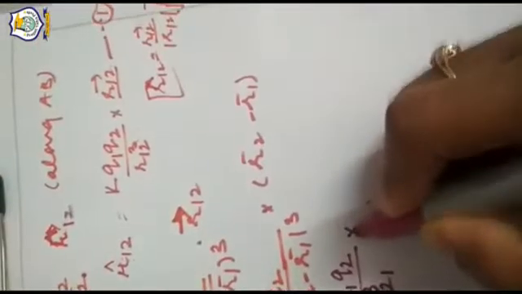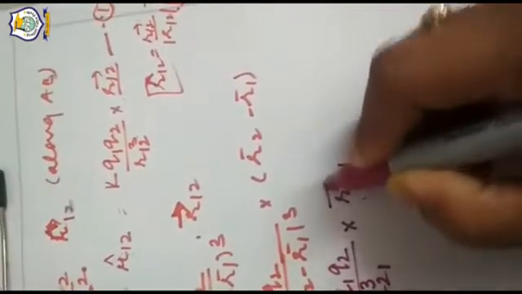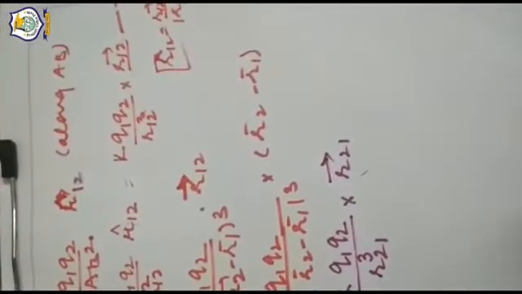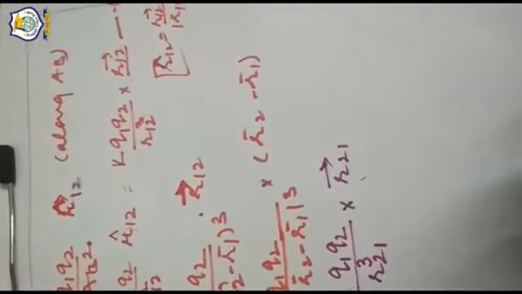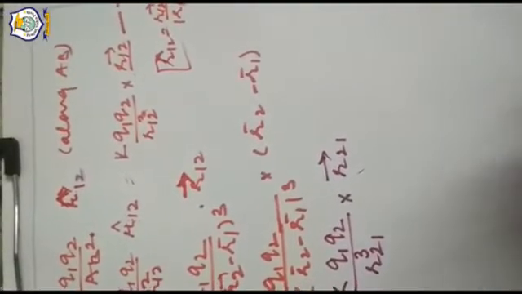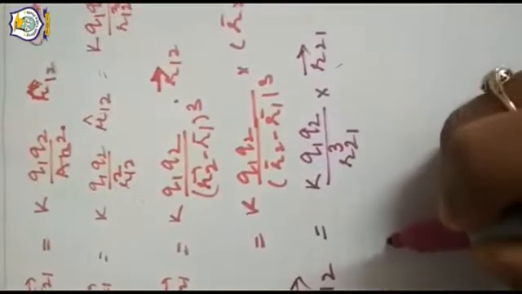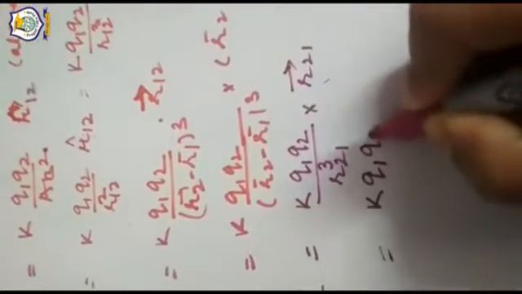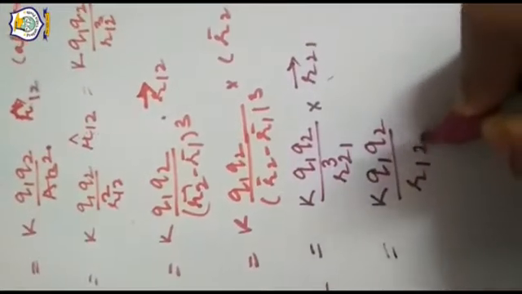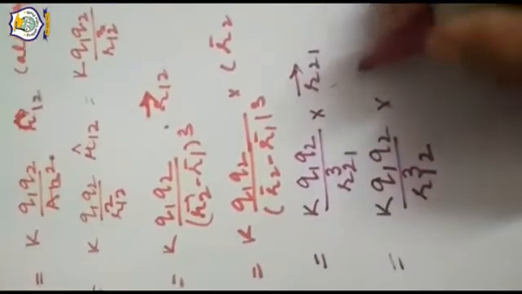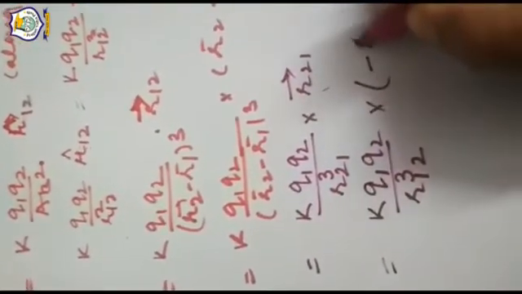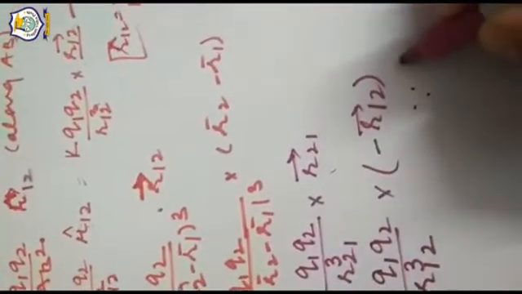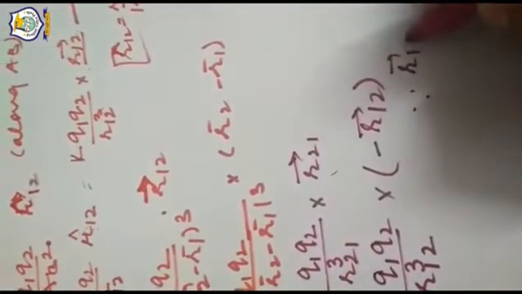See, I am just making this formula from equation 1. It will be K Q1 Q2 upon modulus R21 cube into R21 vector. We have just replaced 2 by 1 and 1 by 2 everywhere. So it will be K Q1 Q2 upon, we can write here modulus R12 cube into minus R12.